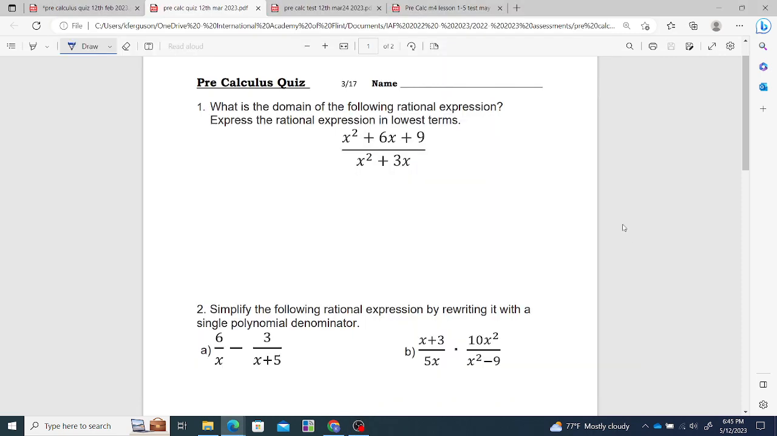Right, so this is for the next one. So what do we got? What is the domain of the following rational expression? Express the rational expression in lowest terms.